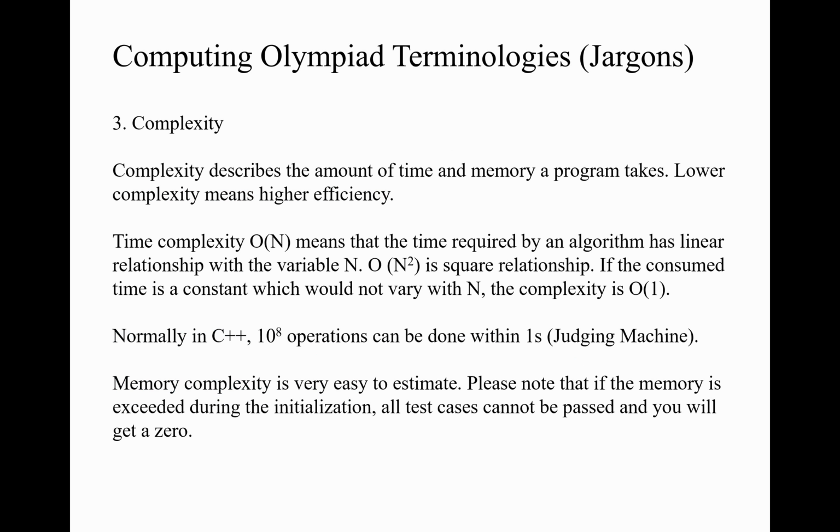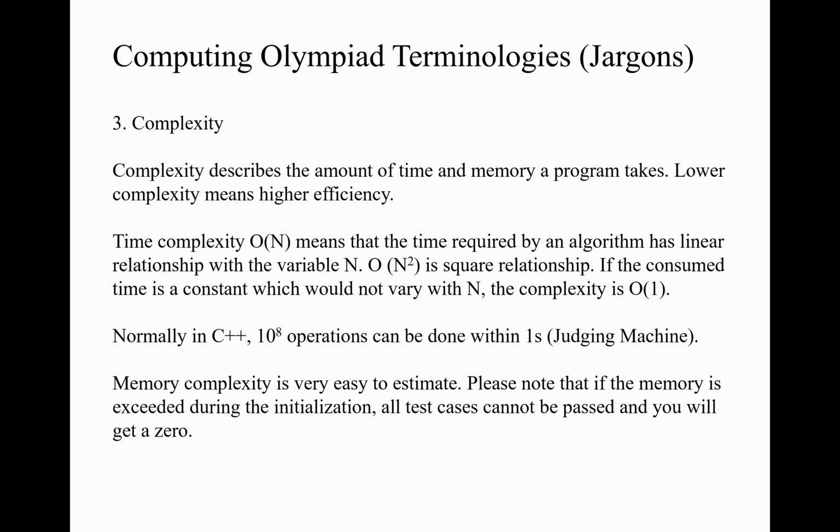Okay, now we're going to look at complexity, which is one of the most important ideas for Computing Olympiad. Although I don't intend to make this introduction video a lecture, complexity is really important, and we have to understand what it is in order to start working on the algorithms. The complexity describes the amount of time and memory, so they're separate, okay, a program takes. Lower complexity means higher efficiency.